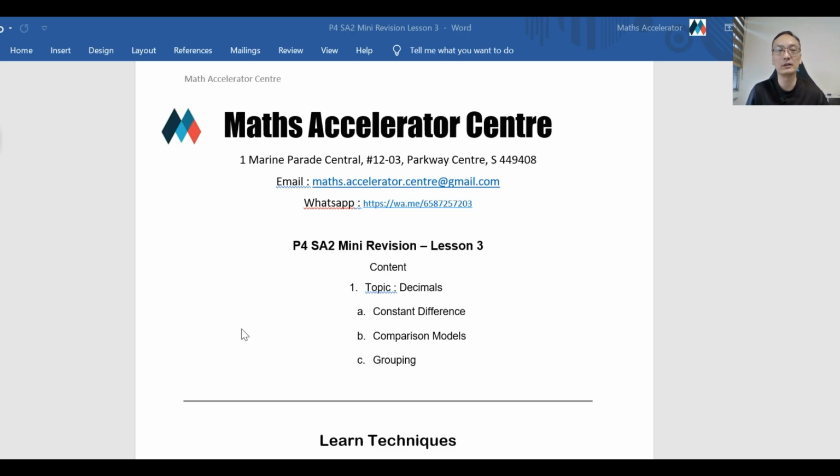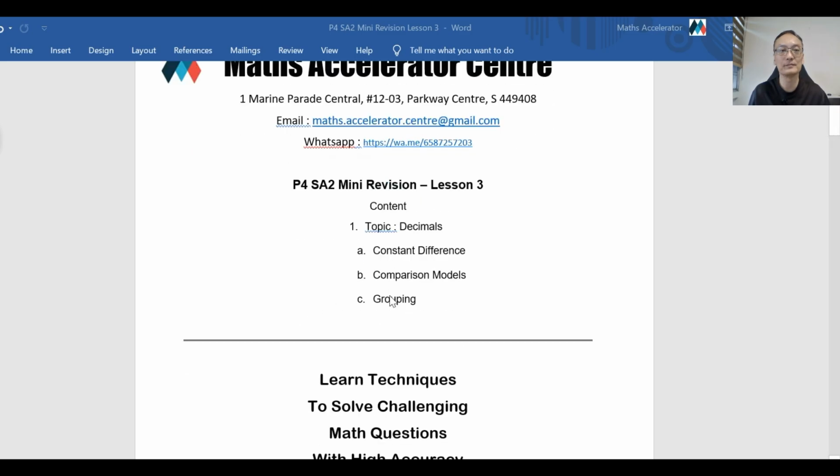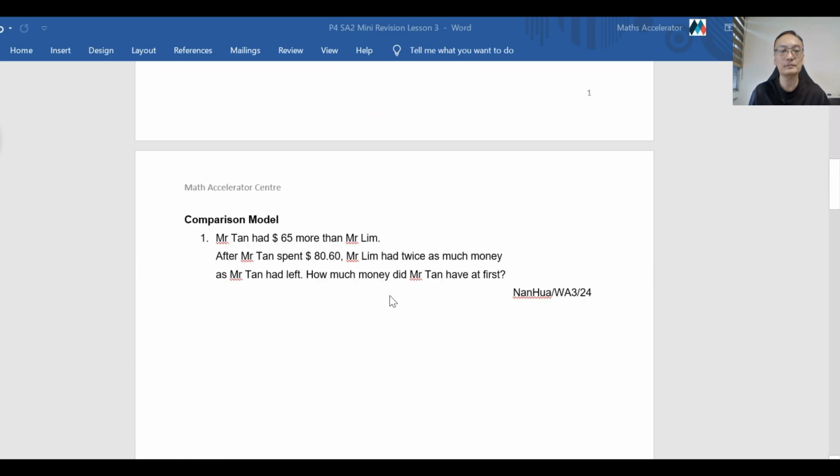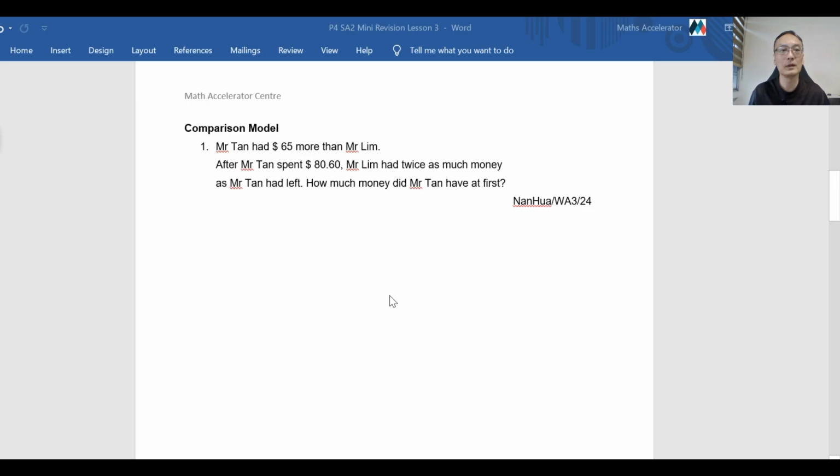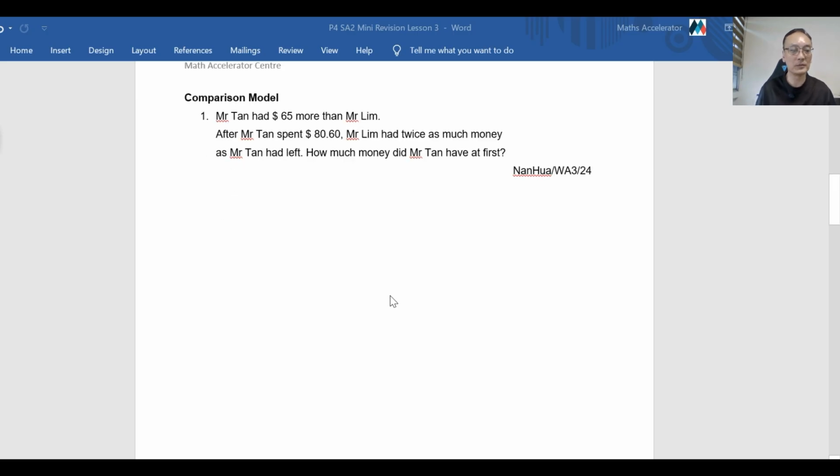And today we'll be covering the topic on decimals and these three problem sum strategies, namely constant difference, comparison model, and grouping. Okay, let's start with the first question. Okay, the first question will be on comparison model.